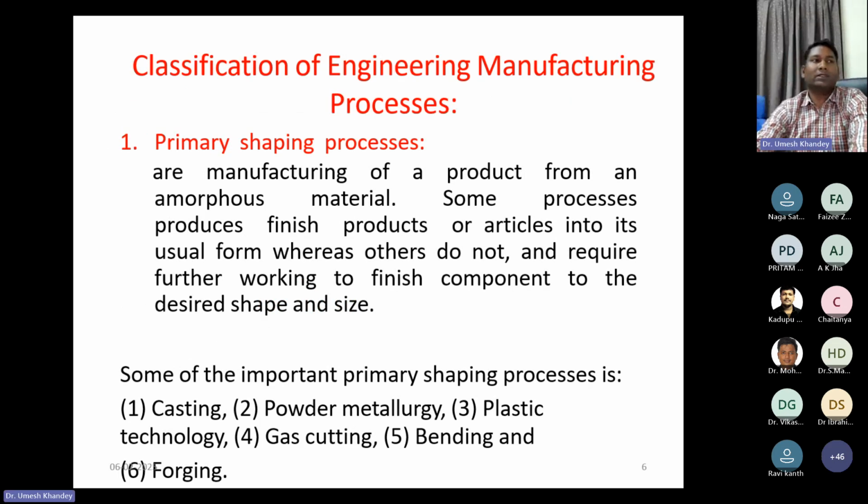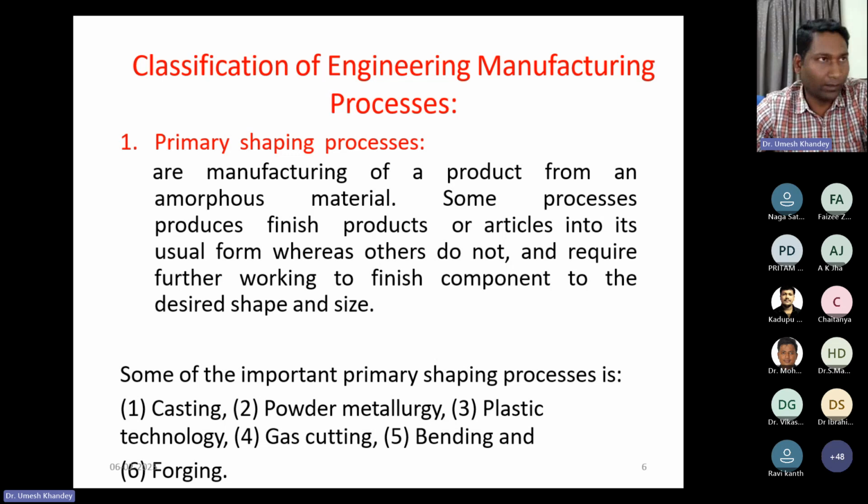So if we go to the primary shaping process, or manufacturing process of a product from amorphous materials, some processes produce a finished product or article in its usual form, whereas others do not and require further working to finish the component to the desired shape and dimensions. Meaning once you have given some shape or dimensions, that is not final for delivering to the end users. Before that, you may have to go through some finishing processes or operations. Some of the important primary shaping processes are casting, powder metallurgy, plastic technology, gas cutting, bending, forging. These are some of the methods through which you give shape to your raw material, which is in scattered form.